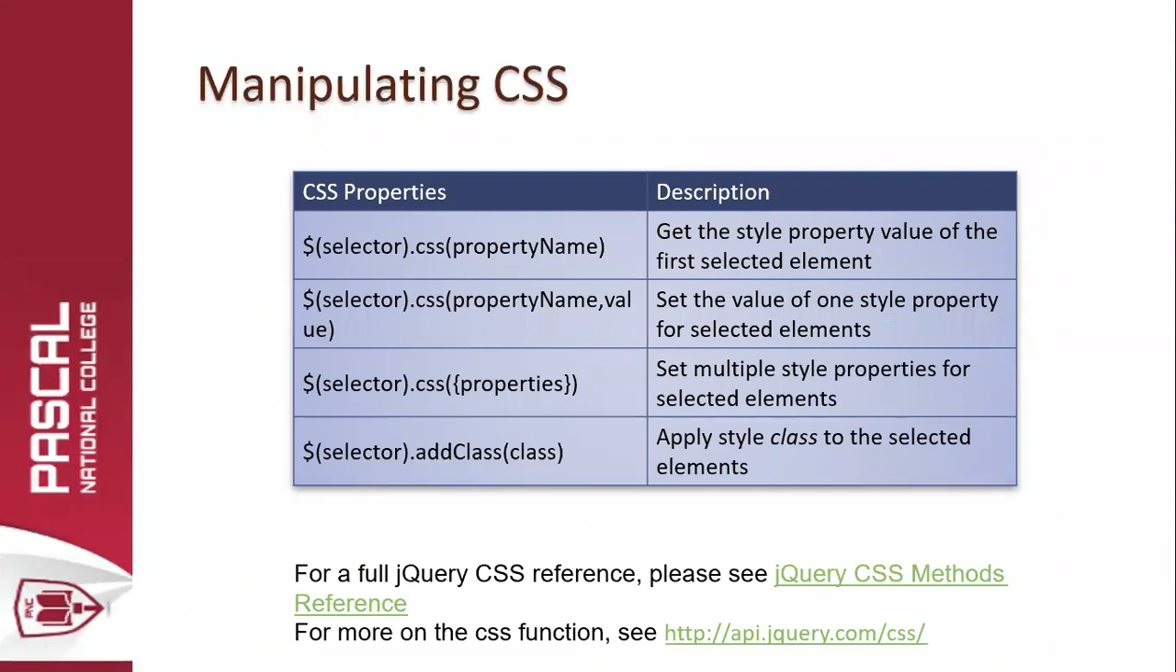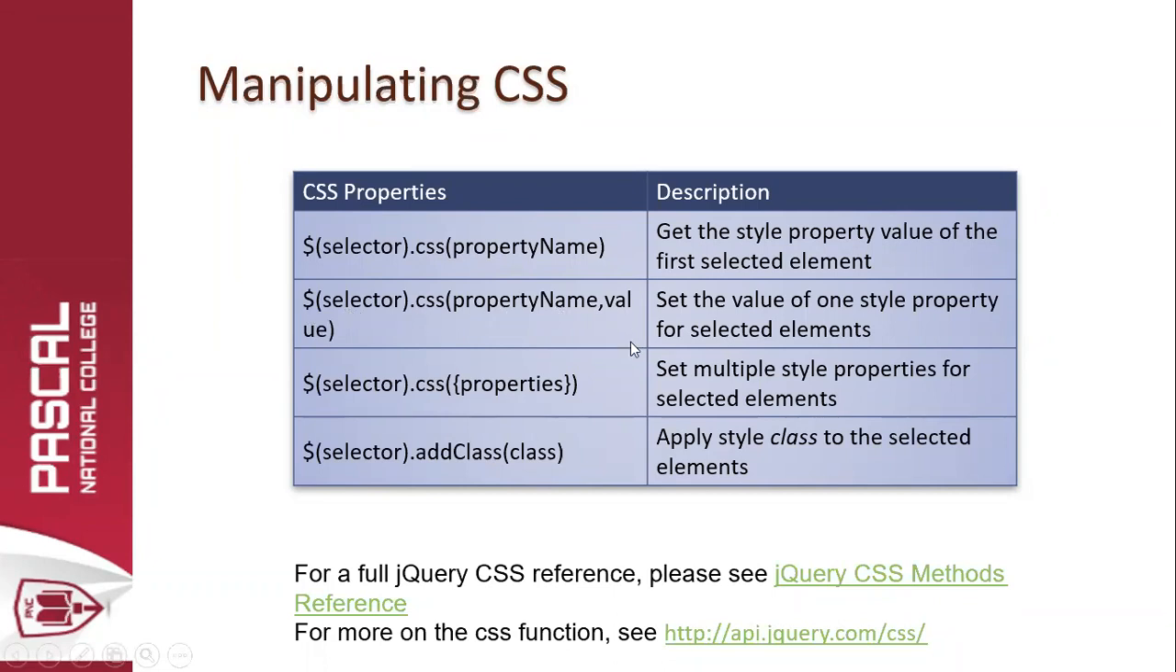So for CSS manipulation, you can do $(selector). This is a must. After this, you will be using .css. If you want to get the property value, just the property name, for example, if color is my property, then .css with color, I will get the color value for that particular element. Similarly, $(selector).css(property name) gives the value.